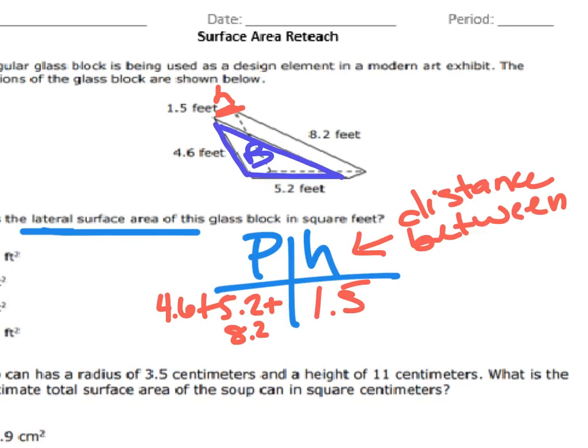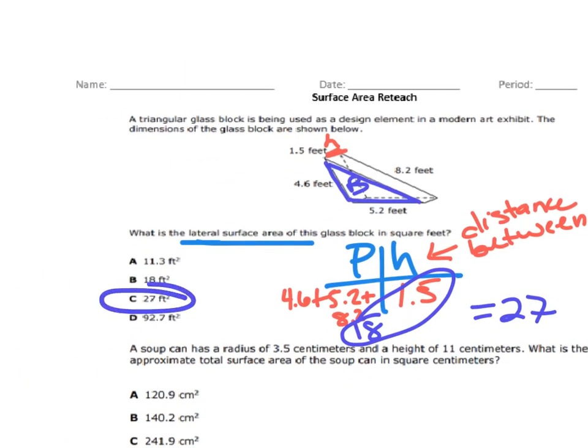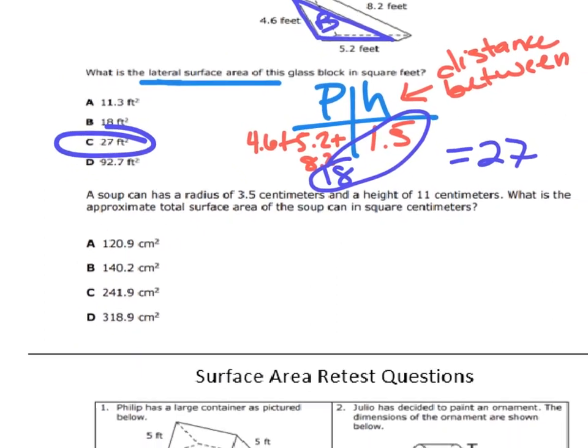When I add in our calculator, 4.6 plus 5.2 plus 8.2, I end up with 18. So I have 18, and then here I have 1.5. P and H are next to each other, which means that we're going to multiply. So we're going to do 18 times 1.5 in our calculator. And I end up with 27 when I multiply those two. So my answer is C, 27 feet squared.